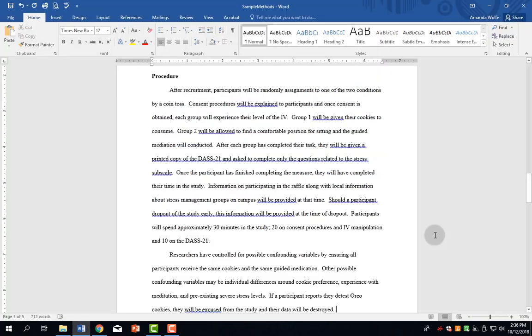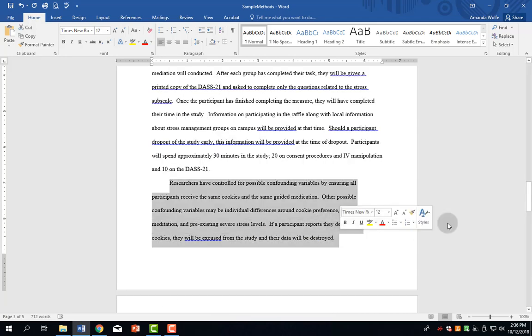So I have now written my procedure subsection. I've been very clear about the step-by-step portion in this first paragraph of what each participant will be asked to do, whether or not they're in group 1 or group 2. I've also made sure to write this whole paragraph in such a way that while it builds on the other 2 subsections, it is not directly repetitive. I'll be providing a PDF of this paper so that you can read it in more depth.